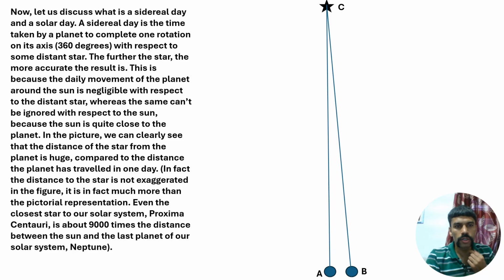In the picture, you can clearly see that the distance of the star from the planet is huge compared to the distance the planet has traveled in one day. In fact, the distance to the star is not exaggerated in this picture. It is much more than the pictorial representation. Even the closest star to our solar system, Proxima Centauri, is about 9,000 times the distance between the Sun and the last planet of our solar system, Neptune. That means the distance of the star to the planet is quite huge compared to the distance of the planet to the sun. That we can see easily.